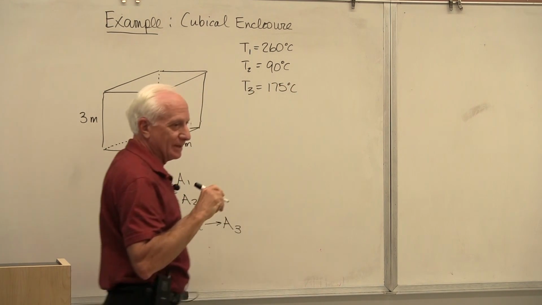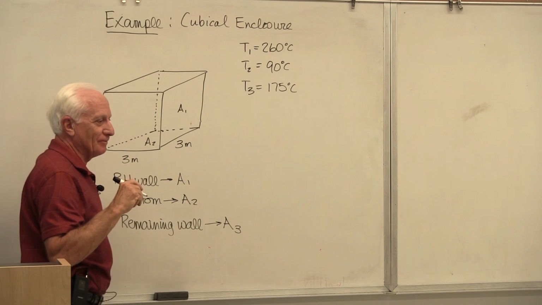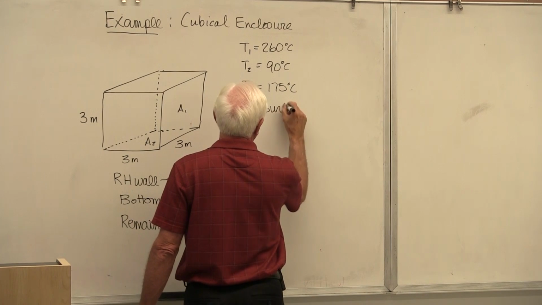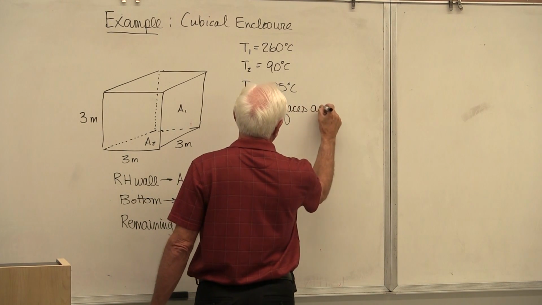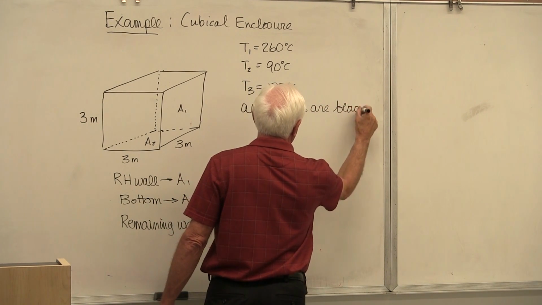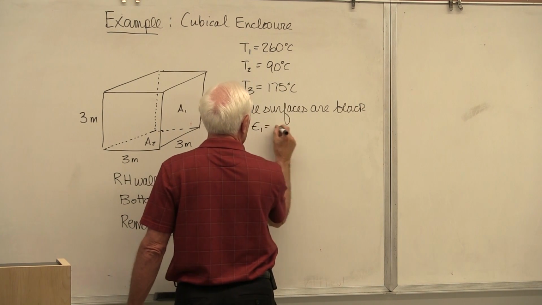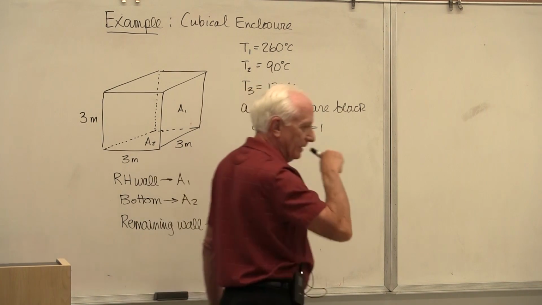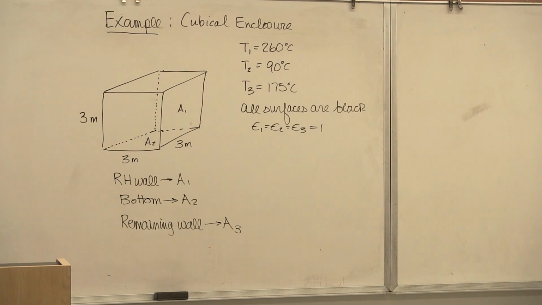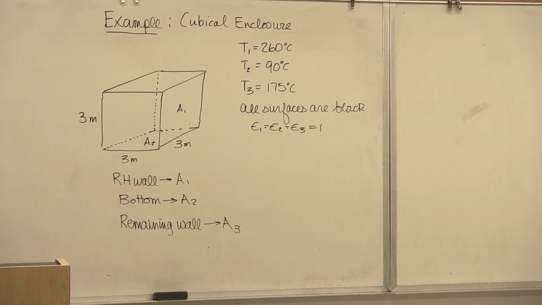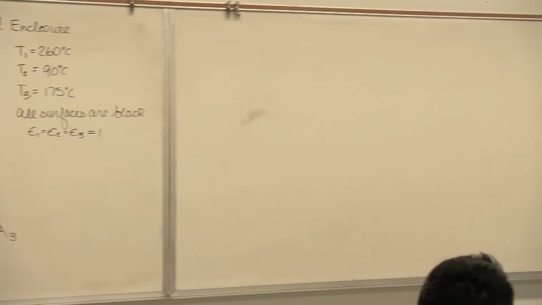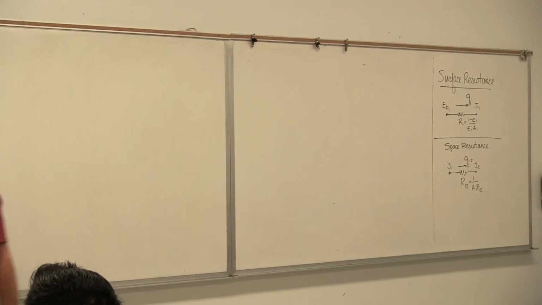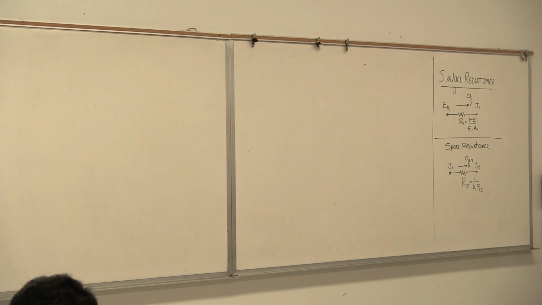We're going to go from the simple to the complex. So we're going to say, to start off with, let's let all the surfaces be black. So epsilon 1 equals epsilon 2 equals epsilon 3 equals 1. If the surfaces are black, you go over here, and you put epsilon equal to 1. The resistance is 1 minus 1, 0. So now we know R1, R2, and R3 are 0.